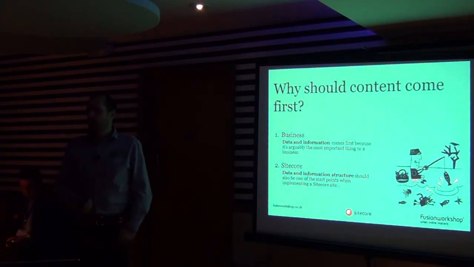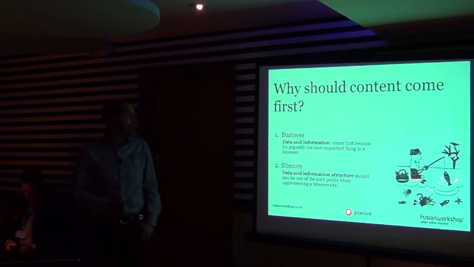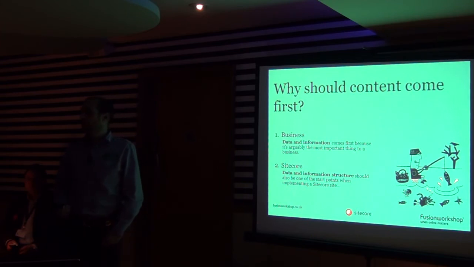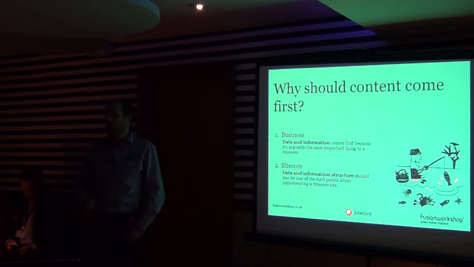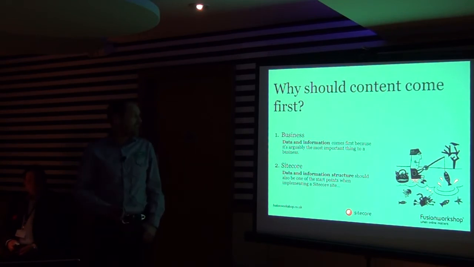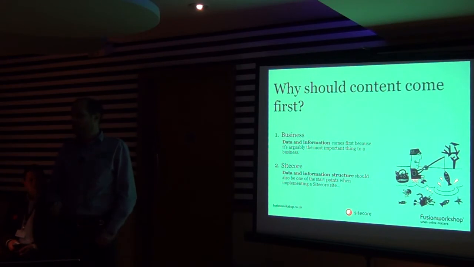What's important about content? Why should it come first? Well, two perspectives really. From a business perspective, data and information are probably the most important things online to them, or even offline as well. Thinking of content and data as an asset, it's very important to a business. And secondly, in Sitecore, we need that data and information structure. We need our object templates within the system in order to be pretty much able to do anything.